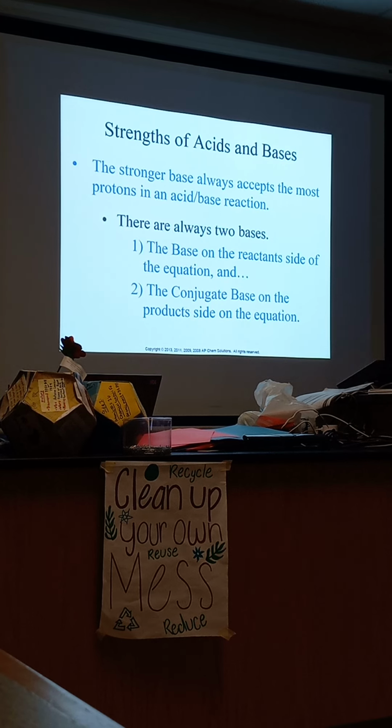The stronger base always accepts the most protons in an acid-base reaction. There are always 2 bases: the base on the reactant side of the equation and the conjugate base on the product side. One way to think about it is it's a competition between the normal base, the base on the reactants, and the conjugate base. Whichever one is stronger determines which side it goes on.